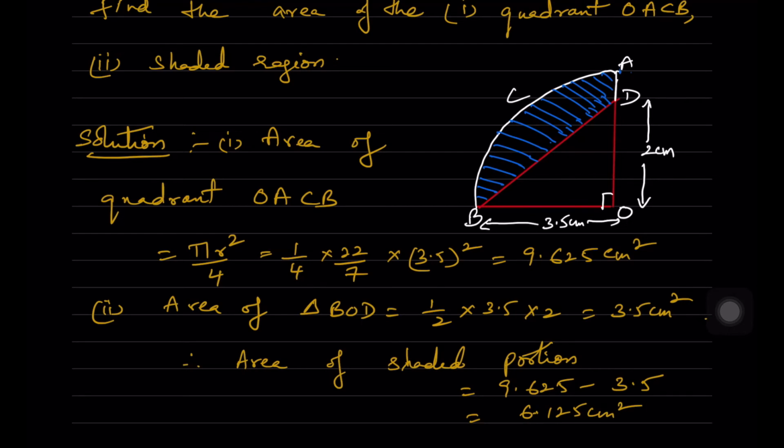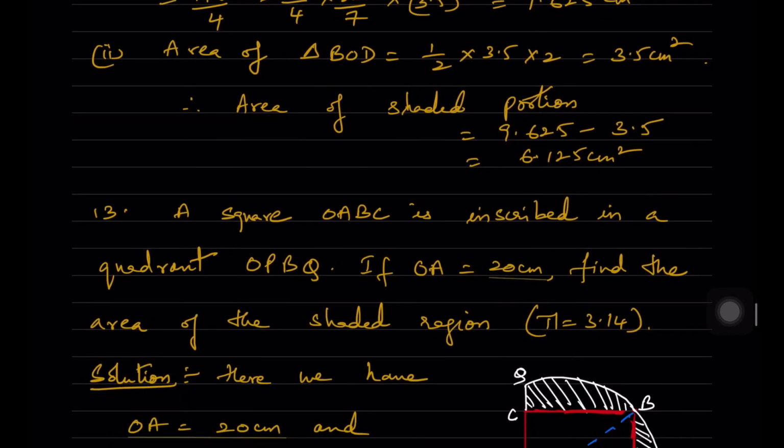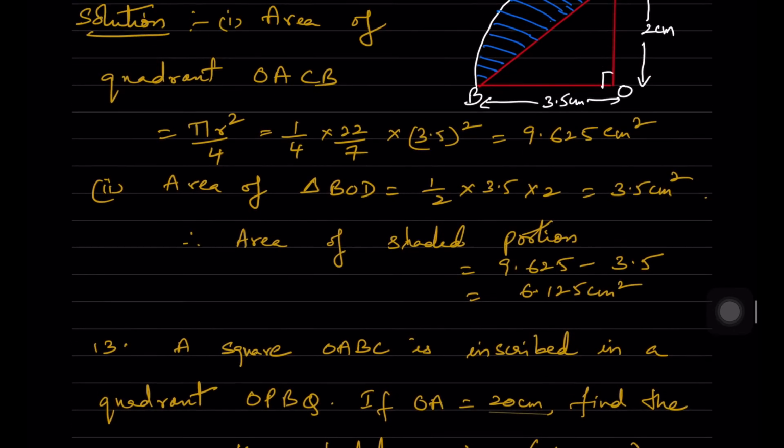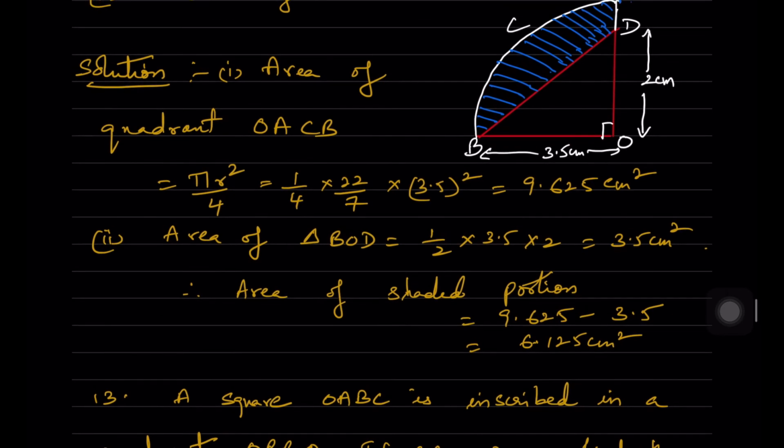Now second, what is the area of the triangle BOD? It is nothing but half the base into height. Your height is 2 centimeters. So half into 3.5 into 2, which is equal to 3.5 centimeter square. So the area of the shaded portion is equal to 9.625 minus 3.5, which is equal to 6.125 centimeter square, the area of the shaded region.